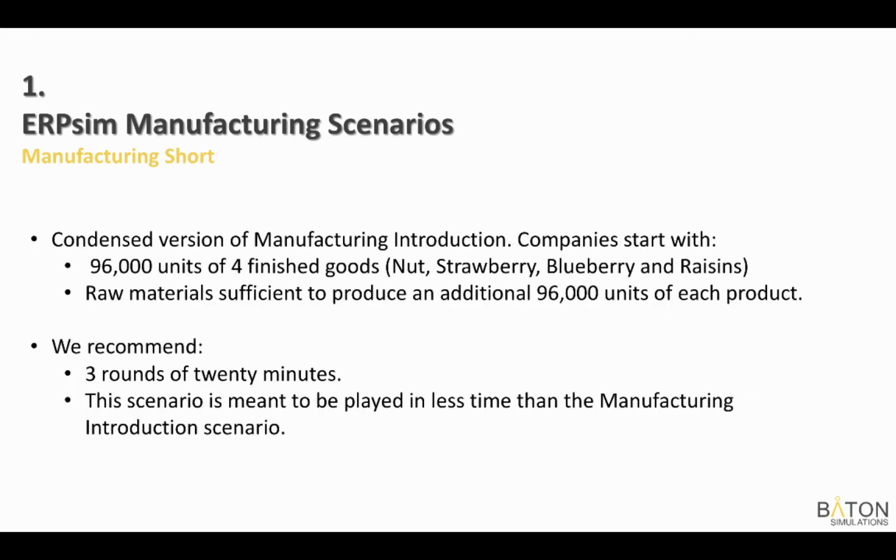Manufacturing short. Manufacturing short was created as a condensed version of manufacturing introduction. Slight changes have been made to assure the competitive aspect of the simulation, but otherwise the other parameters remain the same. In manufacturing short, companies start up with 96,000 units of 4 finished goods. These are nut, strawberry, blueberry, and raisin, as well as raw materials sufficient to produce an additional 96,000 units of each product. In this scenario, we recommend doing 3 rounds of 20 minutes.